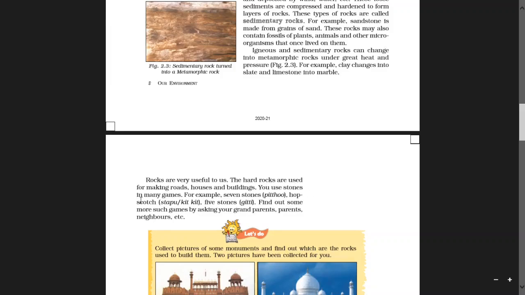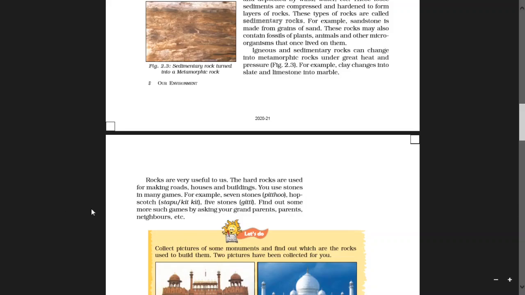We use stones in many games. You can see different types of stones, and we use them in different ways for playing games. For example, 7 stones, pit 2, hopscotch, stepu, kit, 5 stones, gitti. These are the different games which need stones to play.